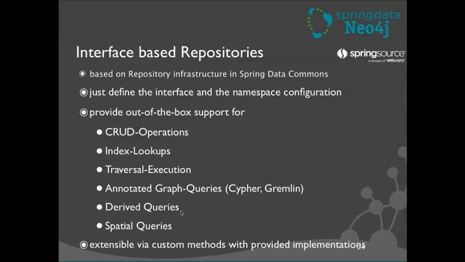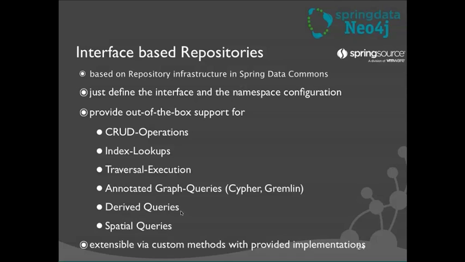Spring Data Neo4j also supports the repositories that I spoke about a bit. They are based on infrastructure in Spring Data Commons. And it's actually pretty neat because you just have to define an interface, nothing else, which extends the base interface, and then you can just use it out of the box for CRUD operations, for index lookups or traversals. You can add your own methods into the interface directly, and if you annotate these methods, you can run graph queries on them, or you have derived queries, which are much like the finder methods that you perhaps know from Grails or Rails, which actually analyze the method name and then create a query from that. But I'll show it in a few minutes.